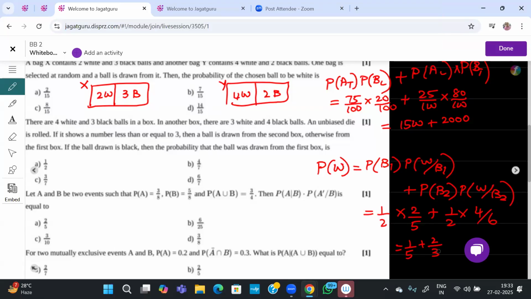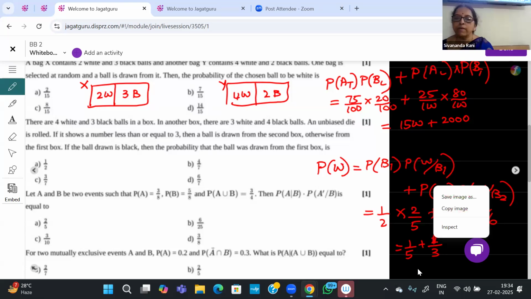1 by 3, right? Oh, yeah, 1 by 3. I'm sorry, 2 by 6 is 1 by 3. So fortunately, they didn't give that option. Yeah, 8 by 50. Got it?